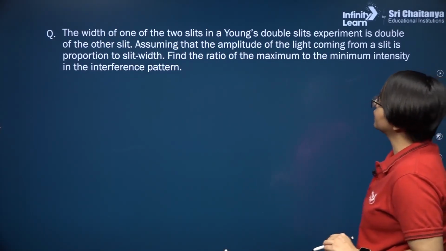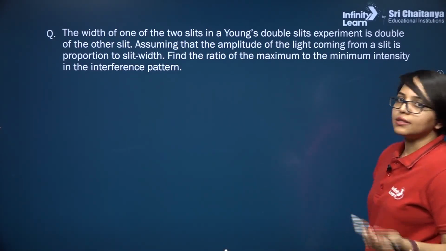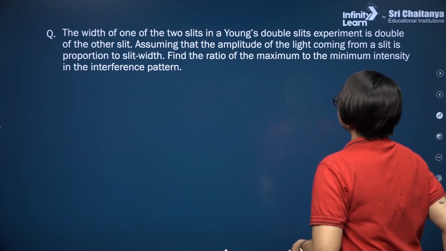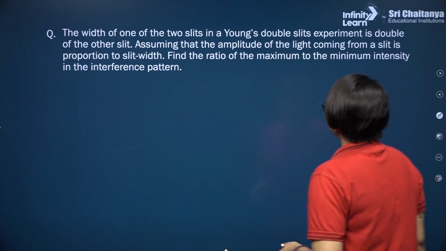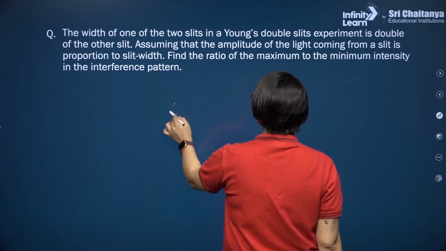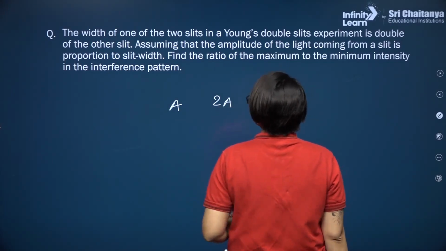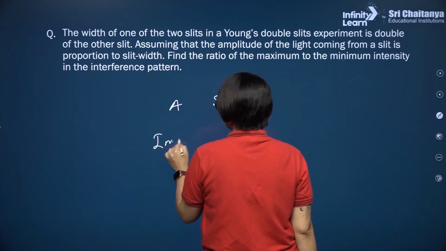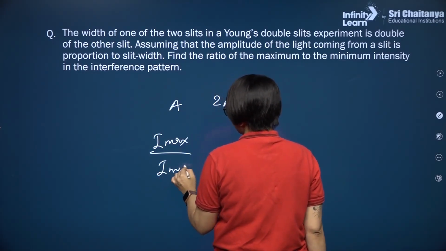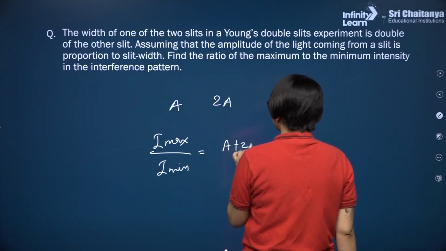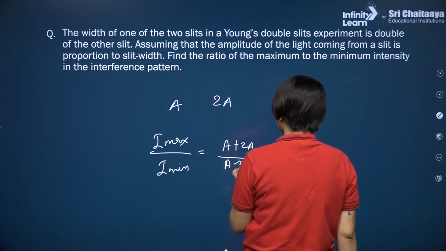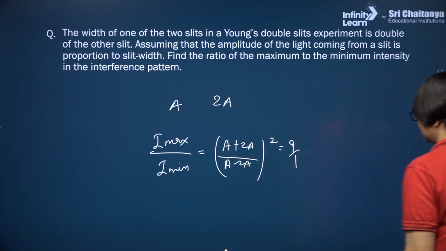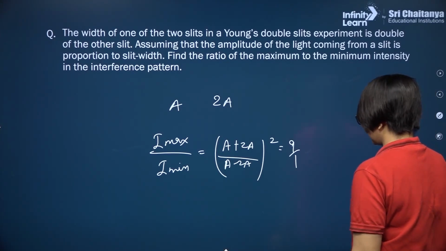Next is, the width of one of the two slits is double the other slit. Assuming that the amplitude of the light coming from a slit is proportional to the slit width, if the amplitude of the first is A, then the second will be 2A. Find the ratio of maximum to minimum intensity. So I max upon I minimum is what? (A plus 2A) divided by (A minus 2A), whole square, which is equal to 9 upon 1. 9:1 is the correct answer. Alright, 9:1 is the correct answer.